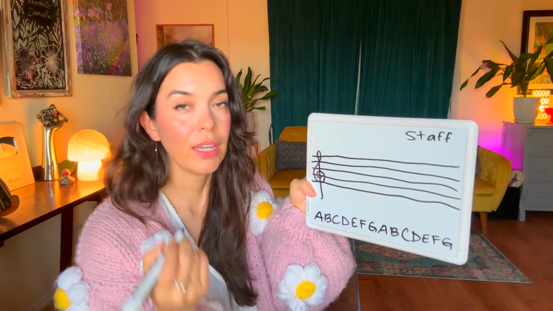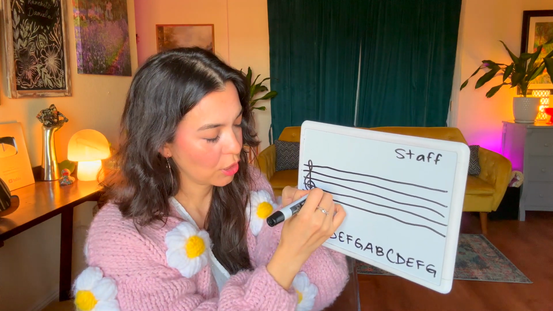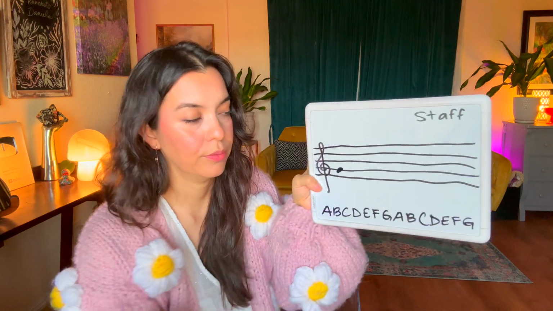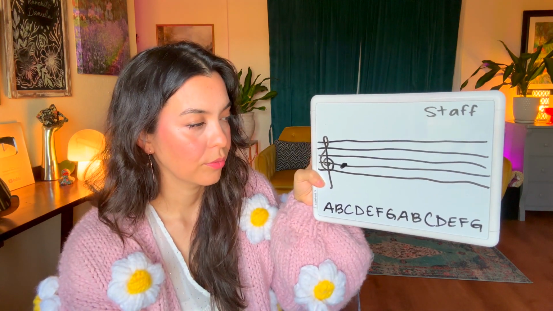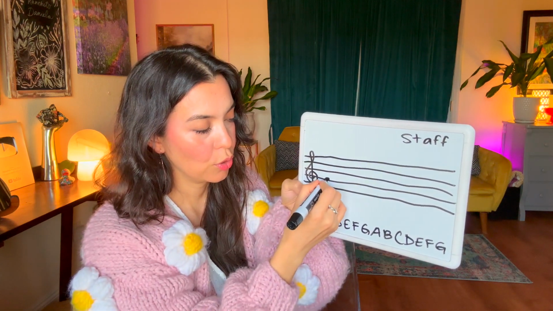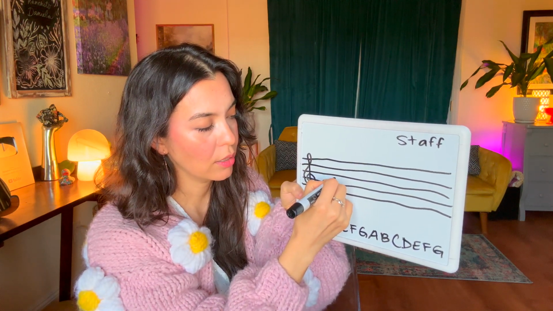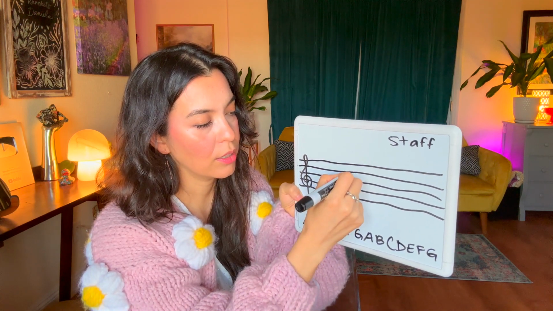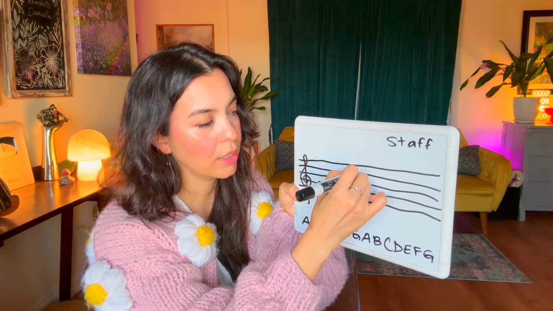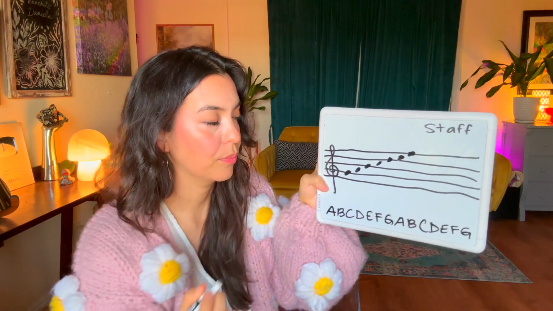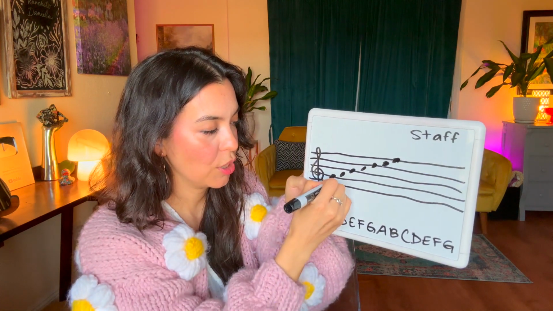And now go ahead and draw the G note head, and go up from there. Do note head on the line, on the space, on the line, on the space, on the line, on the space, and on the line. And you know that's a G.